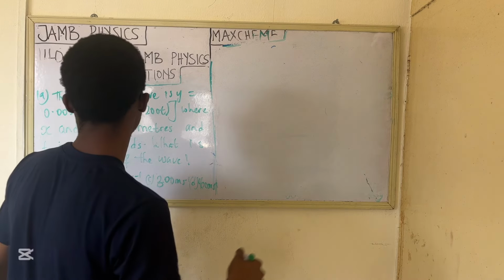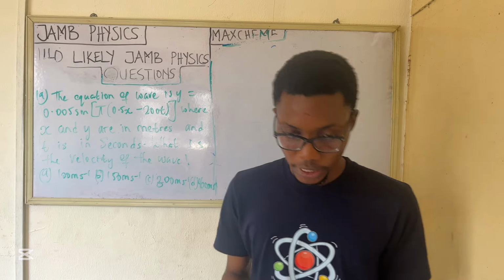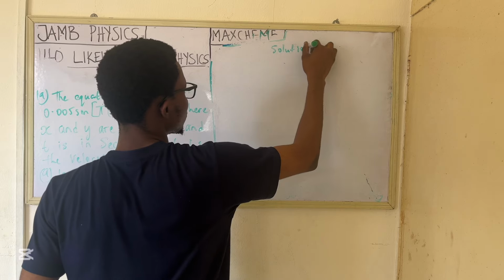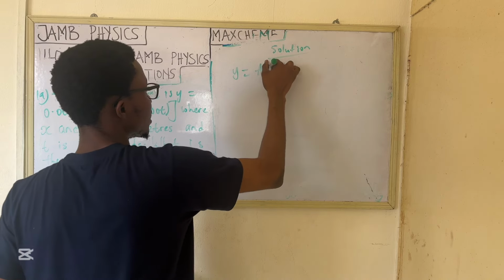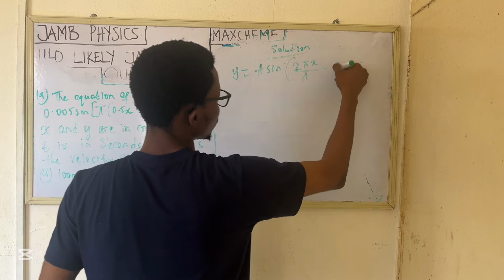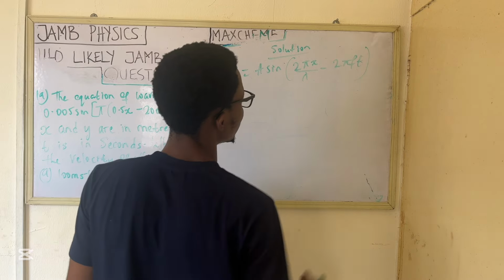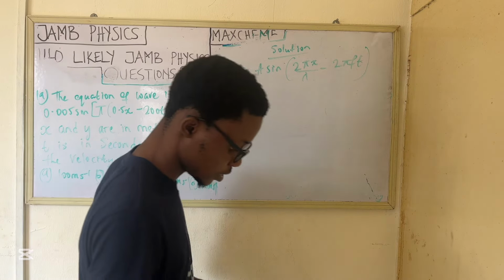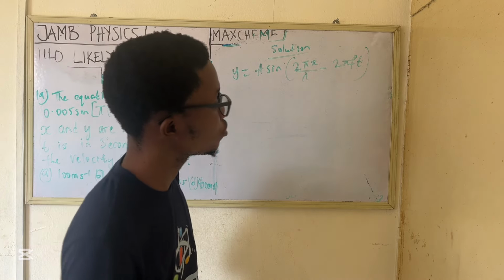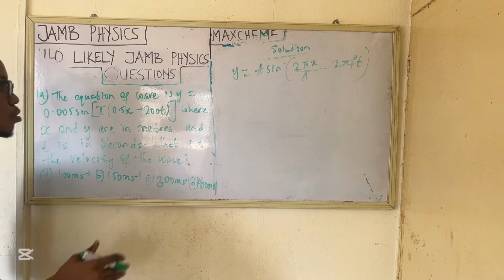Now in this case, all you just have to do is remember your standard wave equation. For the standard wave equation, we have y is equals to A sine 2 pi x over lambda minus 2 pi ft. Now this is our standard wave equation. We are asking for the velocity. All you just have to do now is compare.